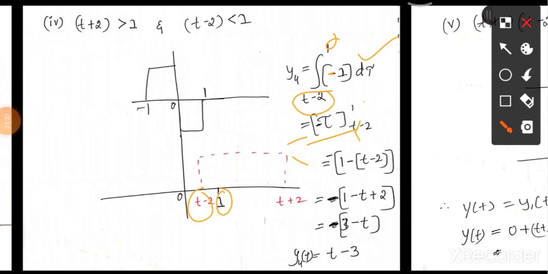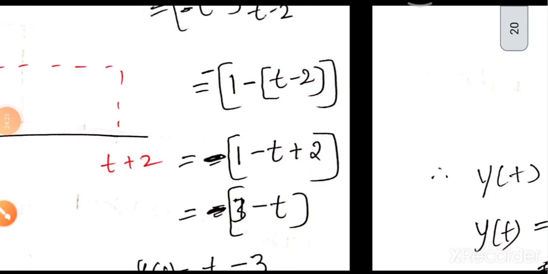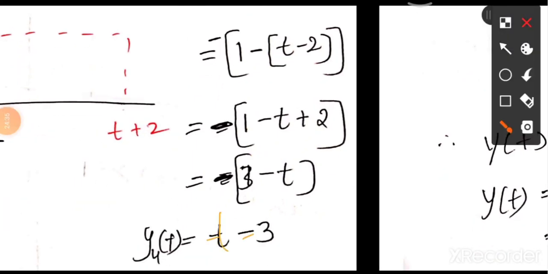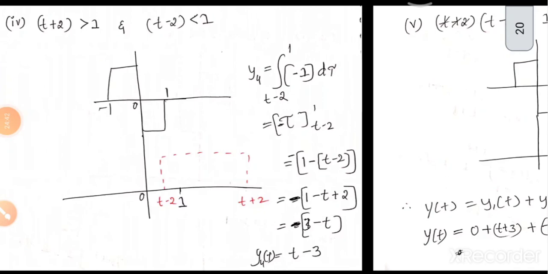Then substitute the limits, keeping the minus sign aside. Upper limit 1 minus lower limit t minus 2, so it should be 1 minus t minus 2. When you expand this, it will be 1 minus t plus 2, so it is minus t plus 3. When you take the minus sign inside, it will be t minus 3. Okay, so this is your fourth case.